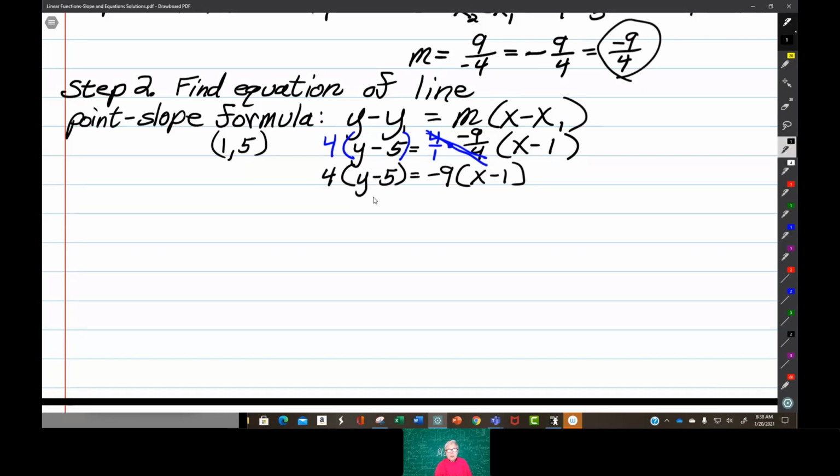Okay, now I'm going to distribute. Suppose I should make little arrows there and there. Negative 9 times x, negative 9 times negative 1. So I will have 4y minus 20 equals negative 9x plus 9. Add 20 to both sides.